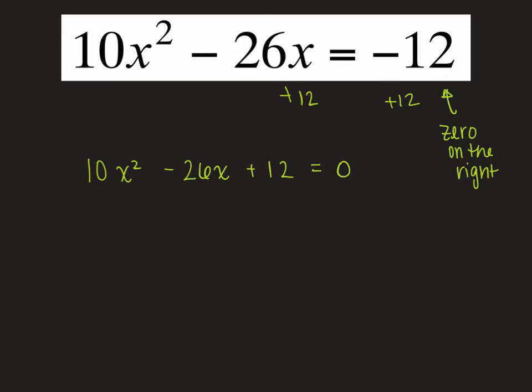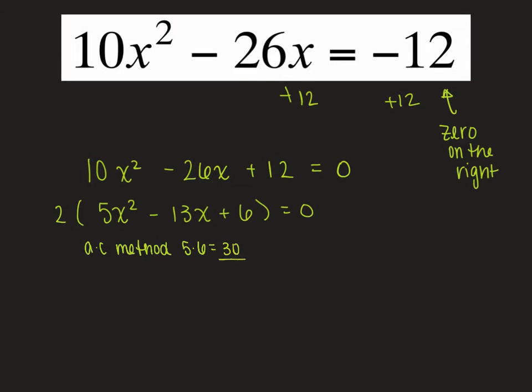Now we can factor. So right now I see that all of these are even, so I can make my life a little bit easier and factor out a 2. I'll be left with a 5x squared minus 13x plus 6 equals 0. And now we can use our a times c method. So we're going to do 5 times 6, we get 30. And we need to find the factors of 30 that'll combine to negative 13.